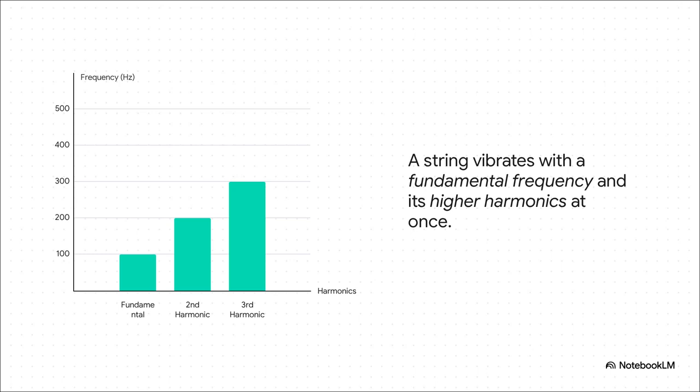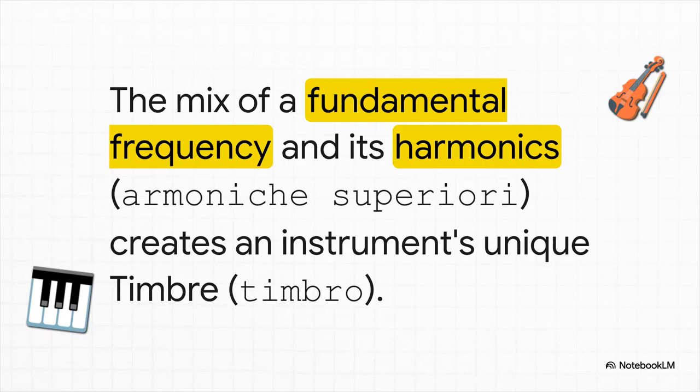You have the main vibration, the big one. That's called the fundamental. But layered on top of that, it's also vibrating in halves and in thirds and in fourths. These extra vibrations are called harmonics. And this is the secret sauce. The unique sound of an instrument, its timbre, comes from its specific recipe of that main fundamental note mixed with all of its unique higher harmonics.